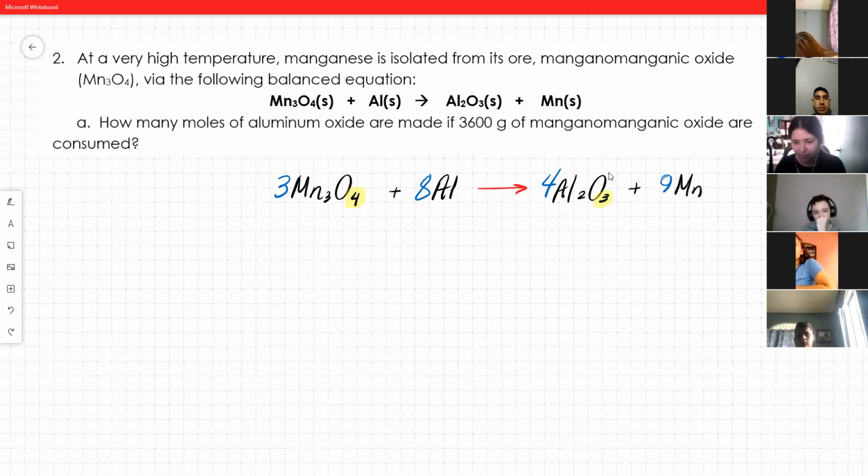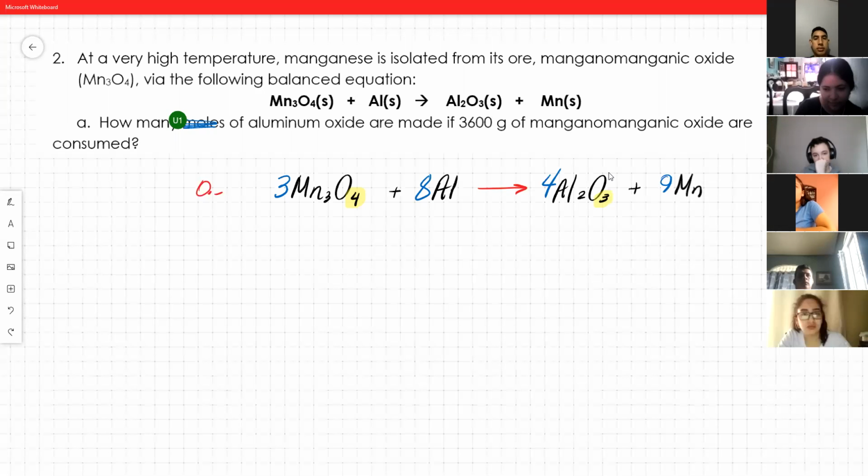After your equation is balanced, this is your step 0, balancing the equation. What comes after is analyzing what the problem is asking you. I know, not moles and grams. I'm going to change. How many grams of aluminum oxide are made if 3,600 grams of manganic oxide are consumed?